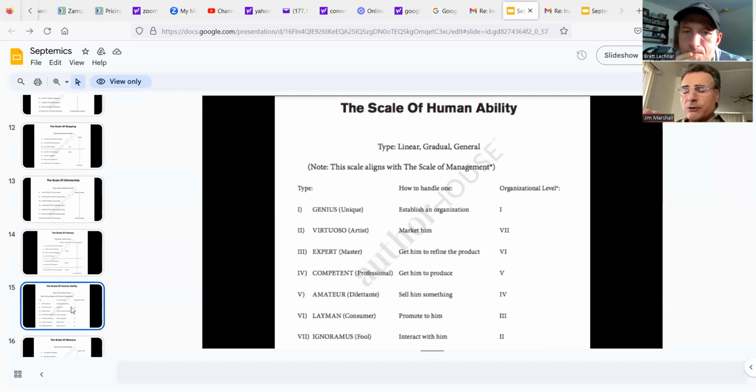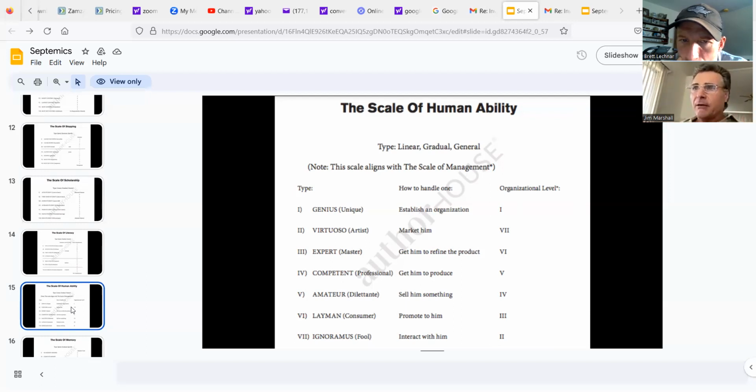Now, I don't want to go too much into this, but notice it says there, this scale aligns with the scale of management. And then on the right there, it says organizational level. Well, management and organization are two ways of saying the same thing. But the point here is that we ran into this once before, one of the earlier scales. I believe it was the scale of identity, which is aligned with the scale of allegiance. It is an individual way of saying it and a group way of saying it. The scale of human ability is the individual way of saying it. The scale of management is the group way of saying it.